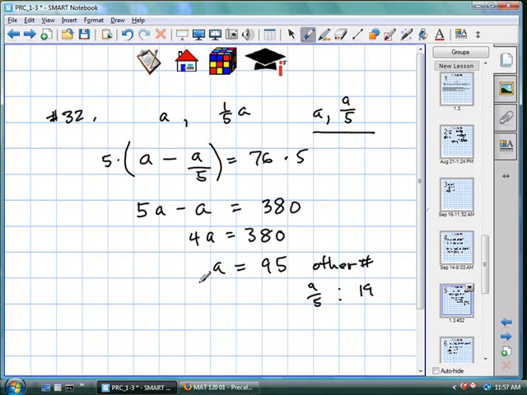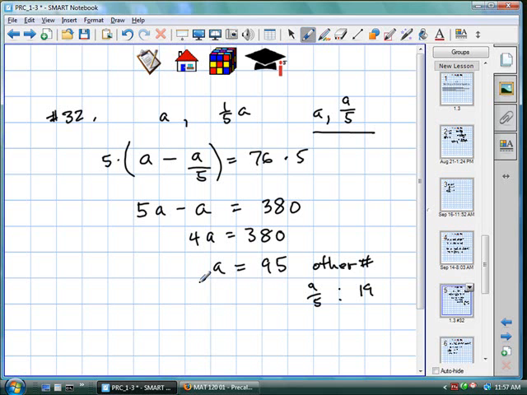Then, boy, I really wanted to get rid of the fraction. So what I did is I multiplied both sides of the equation by the least common denominator. That gave me 5A minus A equals, and then I also had to take 5 times 76. And then really it wasn't very hard after that.